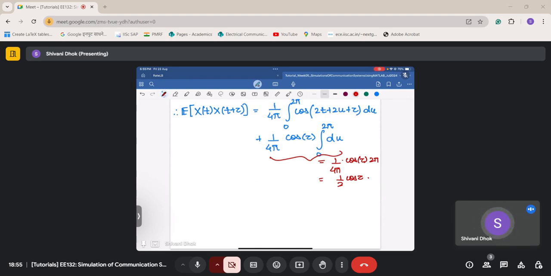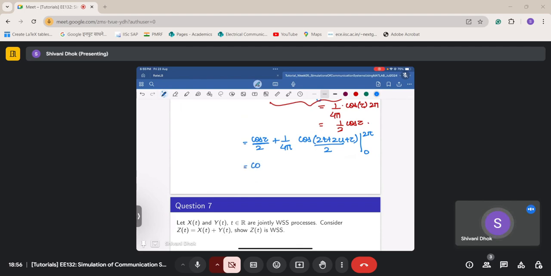Okay, and now we need to evaluate the first integral. So this is equal to, let me write it like this, cos of tau by 2 plus 1 upon 4 pi times cos of 2t plus 2u plus tau upon 2 from 0 to 2 pi. So this thing is equal to cos of tau by 2 plus 1 upon 8 pi. We have cos of 4 pi plus 2t plus tau minus cos of 2t plus tau. Again, cos of 4 pi plus 2t plus tau is equal to cos of 2t plus tau, which means that this gets cancelled and reduces to 0. So what we have here is simply cos of tau by 2.